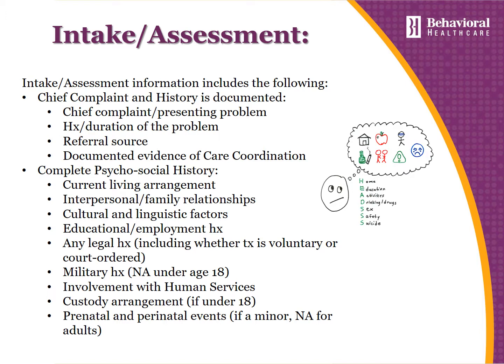You also want to be sure to document their psychosocial history. This would include things such as interpersonal or family relationships, legal history, military history if they're 18 or older, cultural and linguistic factors, any involvement with human services, and for any kiddos under the age of 18, custody arrangements and or prenatal and perinatal events. If it's a kiddo who has been adopted or is in foster care and the individual does not know of any prenatal and or perinatal events, you can just put unknown.